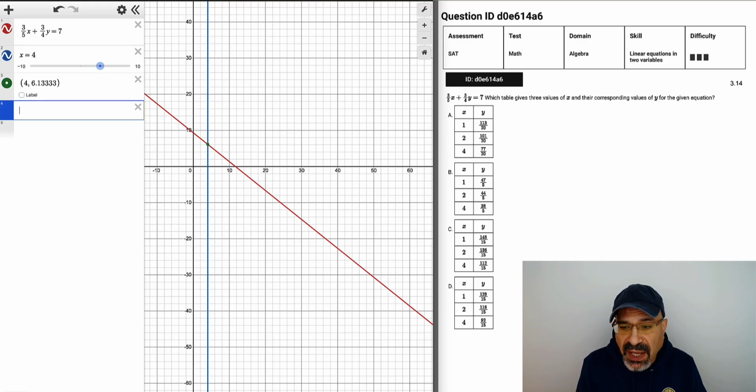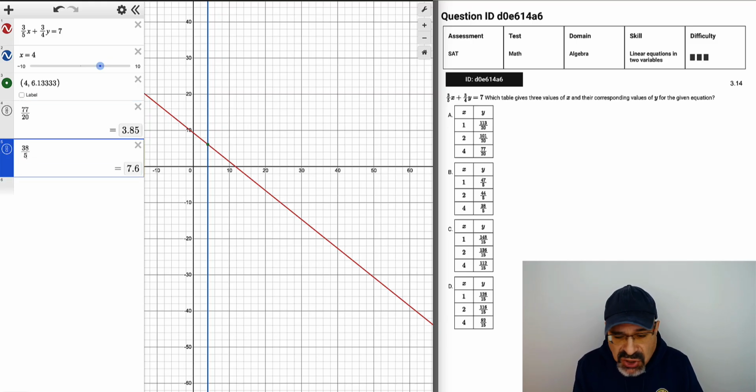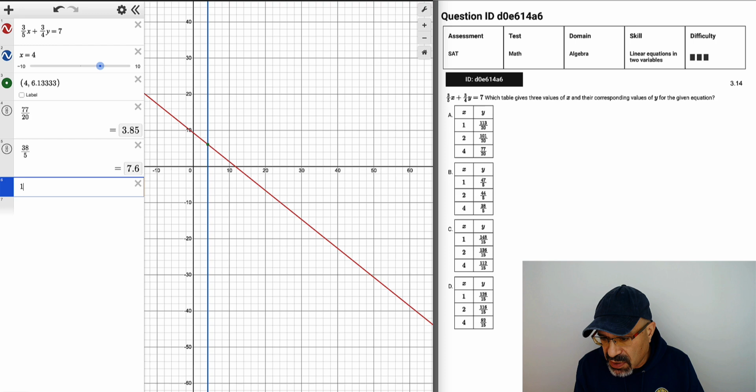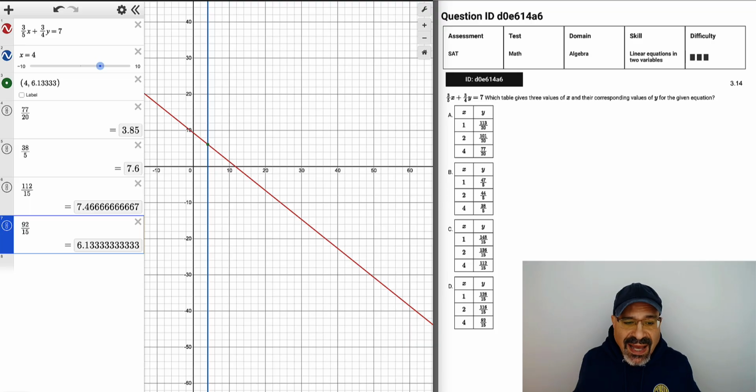Now I can just go ahead and plug in all the values for x is 4 in each of the four answer choices, and whichever one matches is going to be the correct answer. So we've tried a bunch already, and then we have 92 over 15. So as you can see, the correct answer is the last one, because this value, 6.1333, matches this value over here when we plugged in x is 4, right? That gave us an intersecting point.